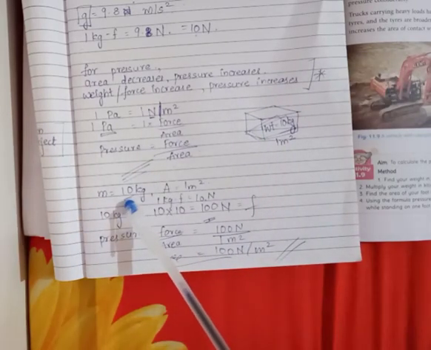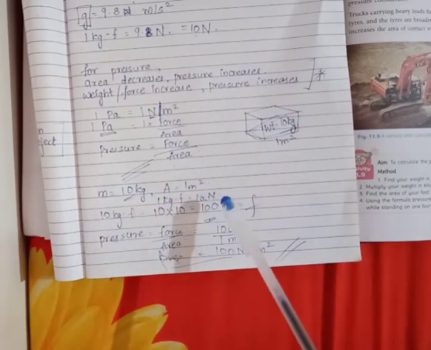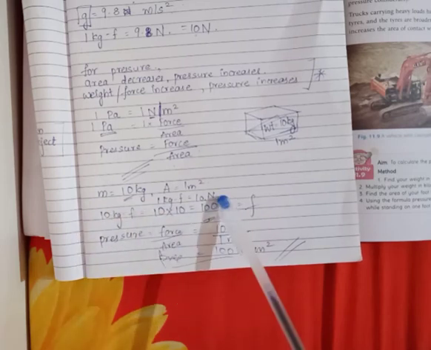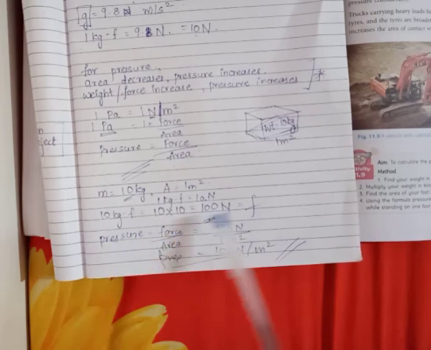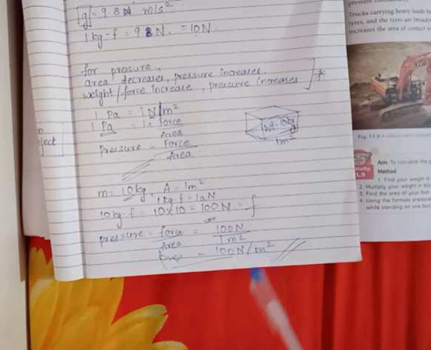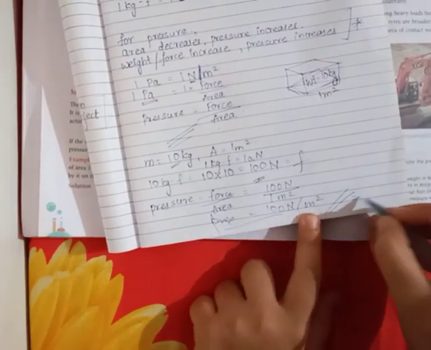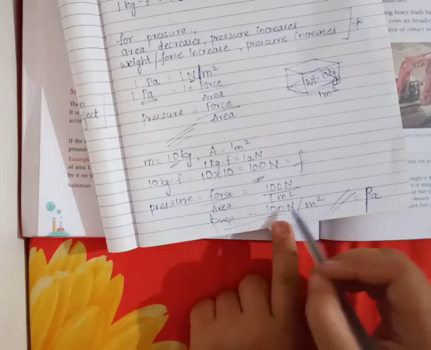Understood? Means a box is 10 kg and its area is 1 meter square. Now 1 kg is 10 Newton, so 10 kg will become 100 Newton, right? 10 tens are 100. So the formula for pressure is force upon area. We are having force now. Force is 100 Newton and area is 1 meter square, so 100 Newton per meter square, which is called Pascal. Okay, so that is 100 Pascal. Pressure is 100 Pascal.